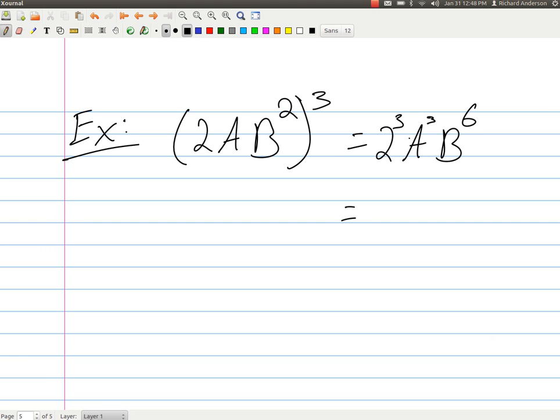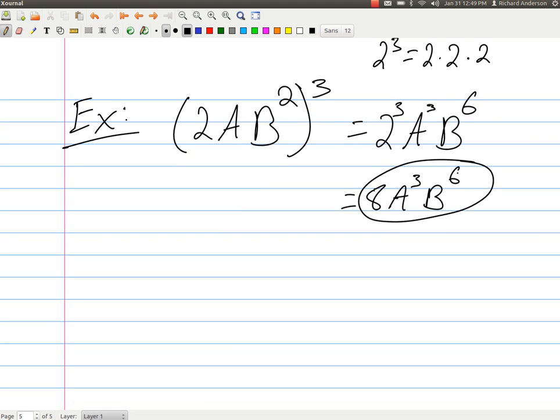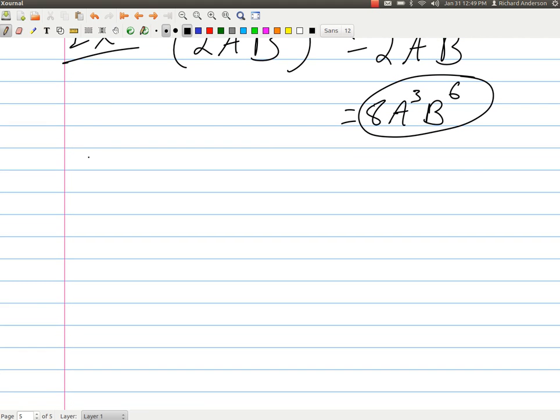With 2 to the third power, what we want to do instead is break that down. And remember, 2 to the third power really means 2 times 2 times 2. 2 times 2 would be 4, 4 times 2 would be 8. So breaking 2 to the third down into 8 will give me my final answer, 8a to the third, b to the 6th. And that's our answer for that example.